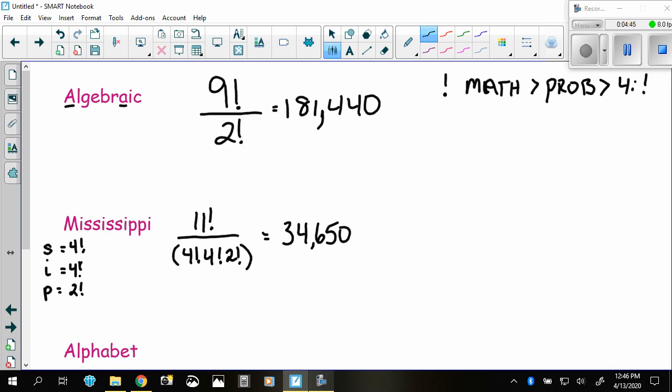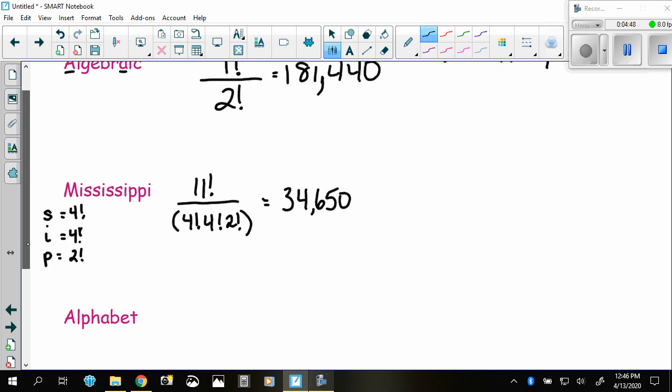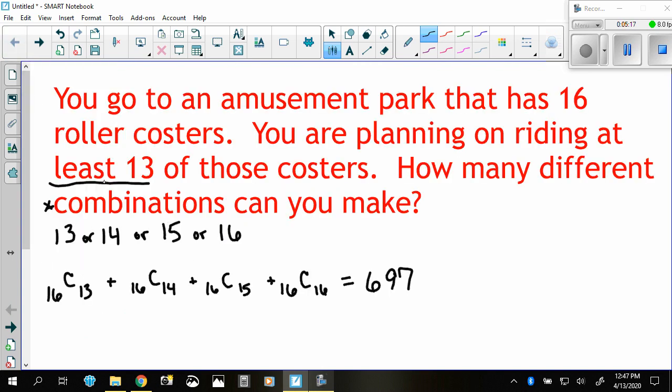Now, one more problem down here, the word alphabet. So again, similar to algebraic, there's only 2 of the same letter. That would be an A. So you're dividing by 2 factorial, and there are a total of 8 letters that you're using. So alphabet has 8 letters in it, and that's going to be 20,160.